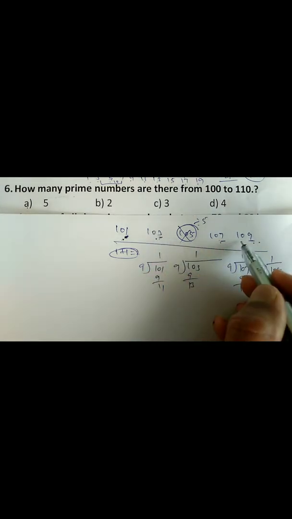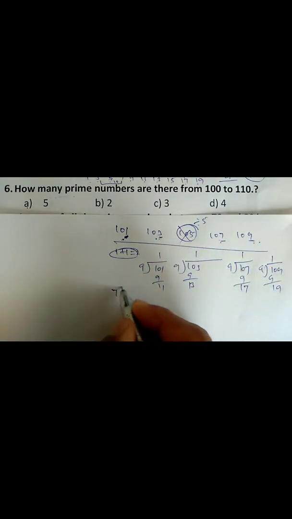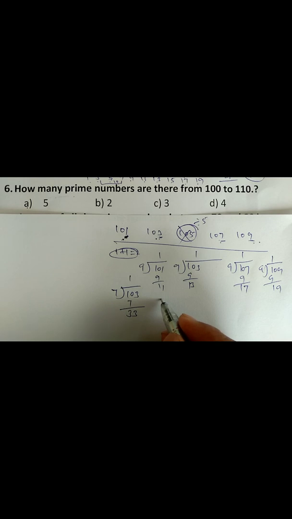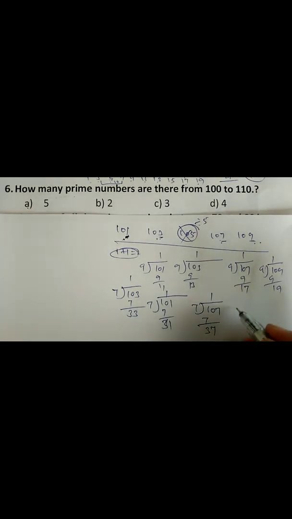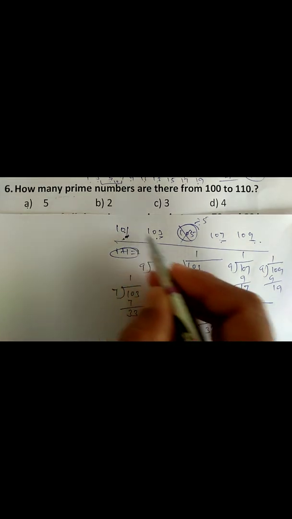If we try to divide the other numbers by 7, we will see 103: 7 ones are 7, 3 remains, 33 is not in the 7th table. Let's go for that. 101: 7 ones are 7, 3 remains, you take 1, 31 is not in the 7th table. We have to go for 107: 7 ones are 7, 3 remains, that 37 is not in the 7th table. We have to go for the next number, 109: 7 ones are 7, so again 39 is not in the 7th table. So okay, all 1, 2, 3, 4.